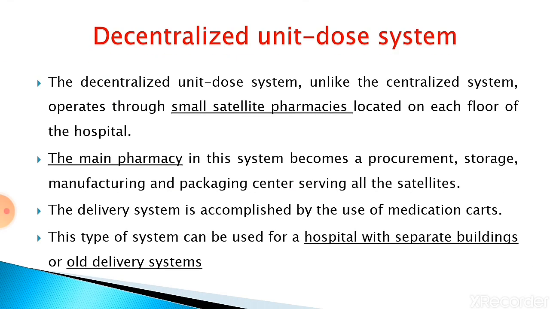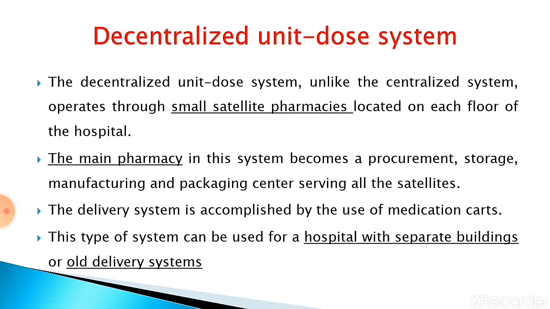The second method for unit dose dispensing is the decentralized unit dose system. As the name suggests, the decentralized unit dose system, unlike the centralized system, operates through small satellite pharmacies located on each floor of the hospital. The main pharmacy in this system becomes a procurement, storage, manufacturing and packaging center serving all the satellites. So in this method we are using satellite pharmacies.